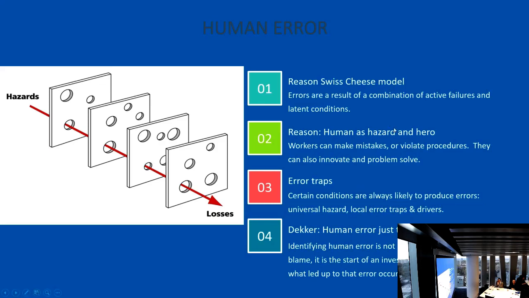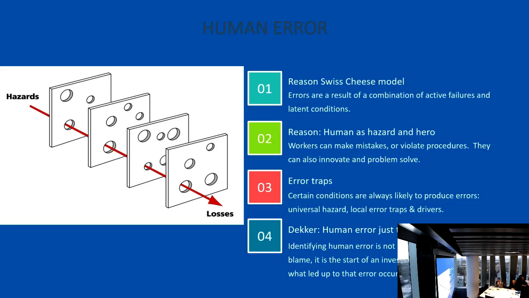Within that, it's not always the fault of the human worker. So a human can be a hazard or a hero. So yes, workers can make mistakes, they can make errors. This tends to be related to systematic issues within the system, so lack of safety equipment, lack of training, and so on. But humans can also innovate and problem solve. So they can also take a system that might be faulty in some manner and problem solve to avoid errors from actually occurring. So it's not always about looking for where humans have made a mistake. It might also be looking for where they've innovated, where they've problem solved, and how we can develop that.